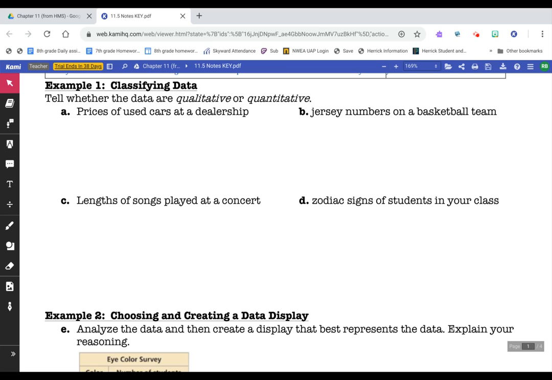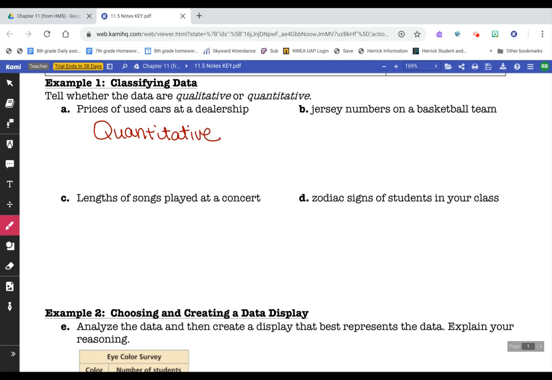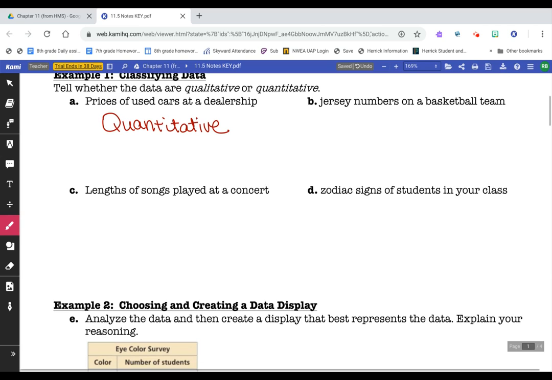For part A, prices of used cars at a dealership. Prices deal with money, and money is a numerical data set. So this is quantitative. For part B, I think this is the trickiest one. It says jersey numbers on a basketball team. So jersey numbers, although they are numbers, they're actually given as labels. It's labeling which player is which. So this would be qualitative.